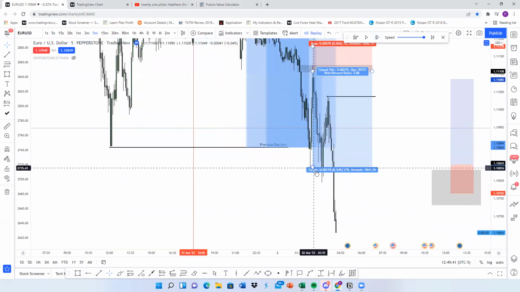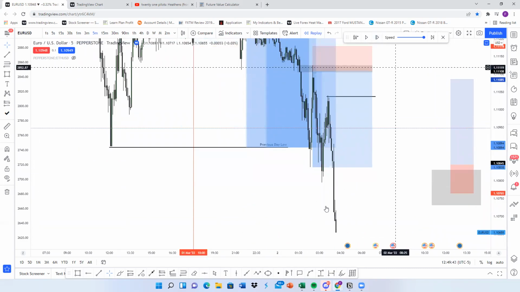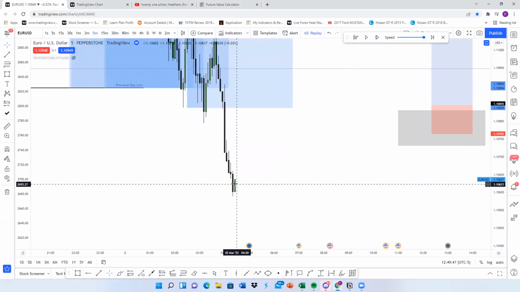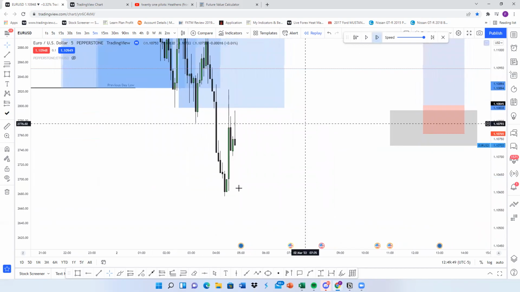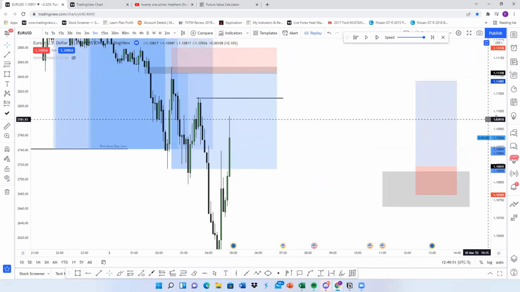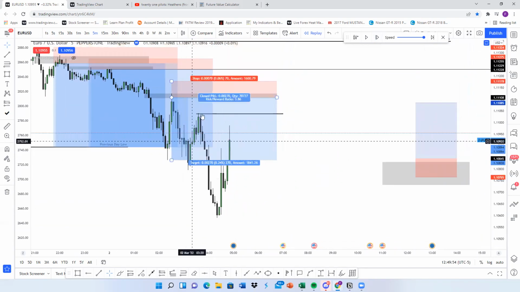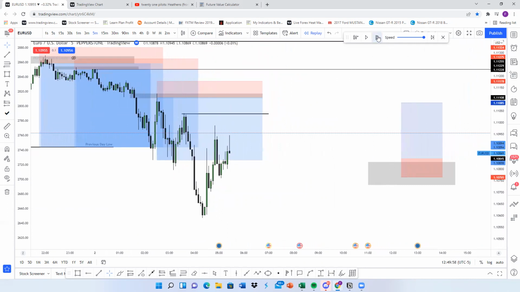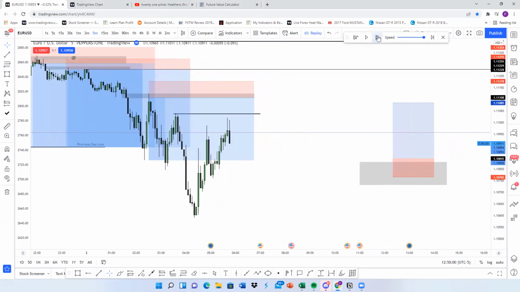What happens? We drop below the London low for now, the pseudo London low. All right, so that's the London low. We need to see this high get taken out. We didn't see that high get taken out. Not yet, not yet. We need to see that high get taken out.